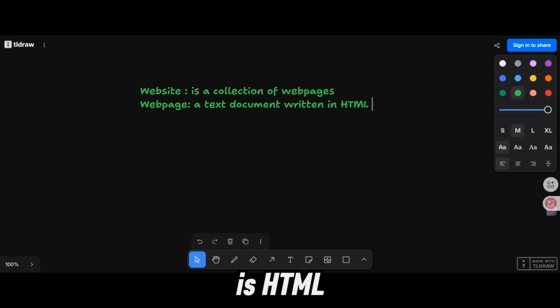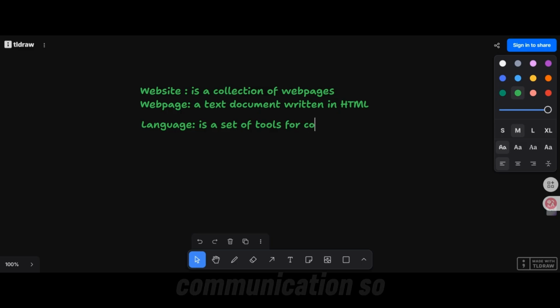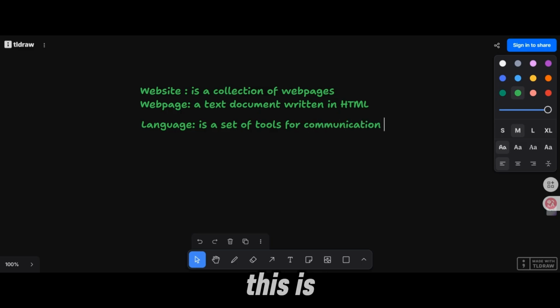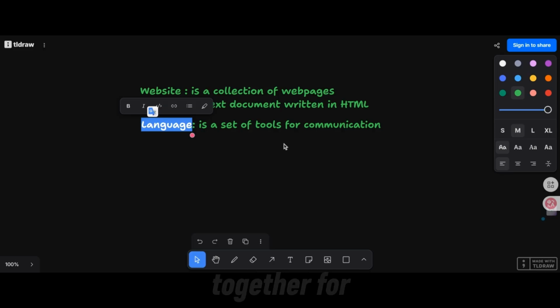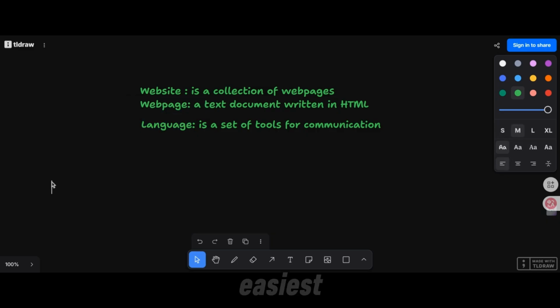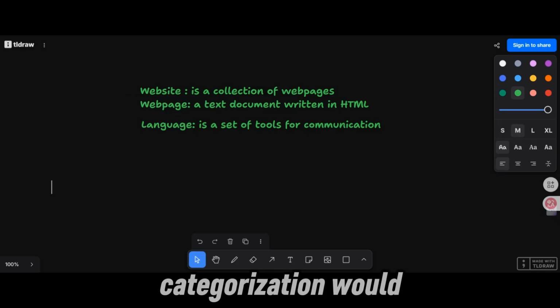Now, what is HTML? It's a language. So first we need to define what a language is. A language is a set of tools for communication. This is the definition of a language, and it's essentially just tools together for communication. And there are different types of languages. We actually categorize them.